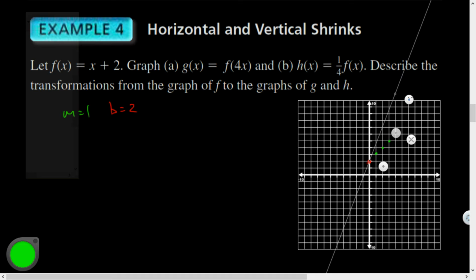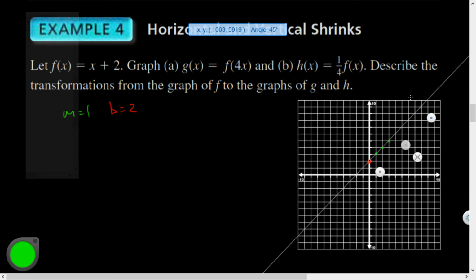And there. And man, with that clock going fast, it's actually making me feel like I have to go faster. All right, there's my line.